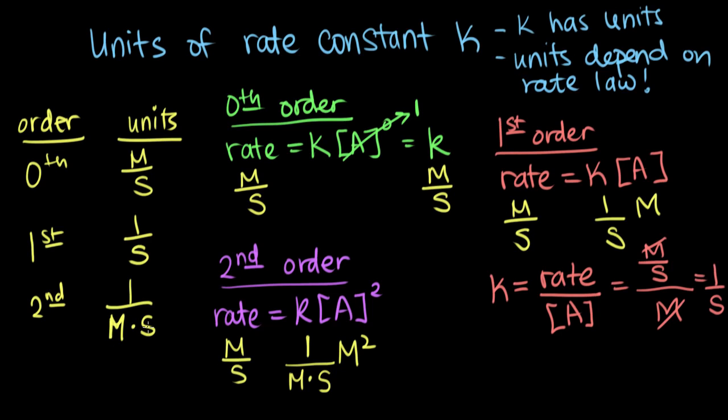So the units of K for a 2nd order reaction are 1/molar seconds. So these are the 3 most common orders that you might see in a chemistry class. And sometimes you have reactions that aren't 0th, 1st, or 2nd order. And whenever that happens, you can always use the rate law to find the units of the rate constant K.